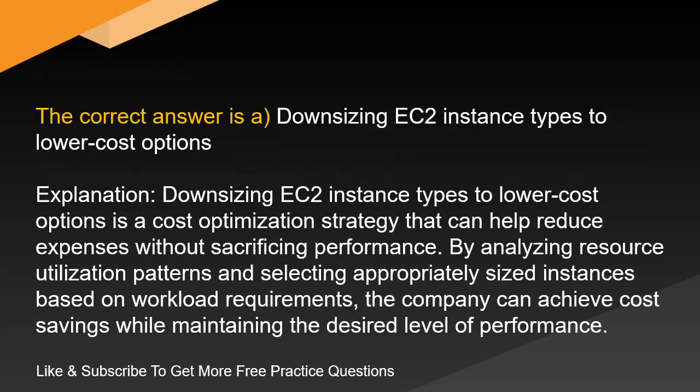The correct answer is A. Downsizing EC2 instance types to lower cost options. Explanation. Downsizing EC2 instance types to lower cost options is a cost optimization strategy that can help reduce expenses without sacrificing performance. By analyzing resource utilization patterns and selecting appropriately sized instances based on workload requirements, the company can achieve cost savings while maintaining the desired level of performance.